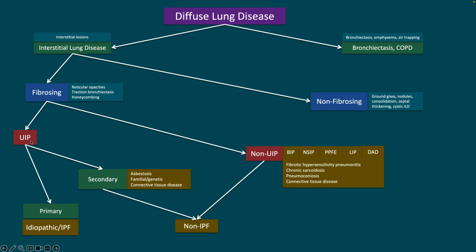And I'll repeat that: reticular opacity, subpleural basal predominance, traction bronchiectasis with or without honeycombing, and nothing else. That's the UIP pattern, and you have to be very, very obsessive about sticking to the criteria. If it fits, it's UIP. If it doesn't, it's non-UIP. Even if it fits into UIP, it is IPF only when there is no other etiology. So all of these then become non-IPF.